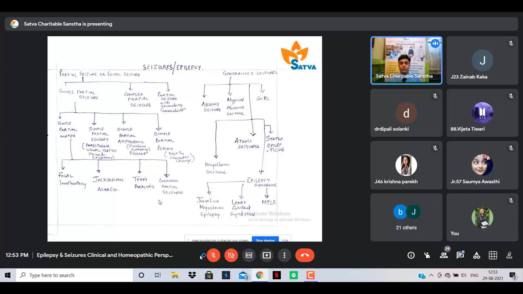I think many of you have understood, very few must not have understood, and very few would have misunderstood. So that's why this chart is important. And at each stage, if you observe very carefully, we have a lot of drugs.